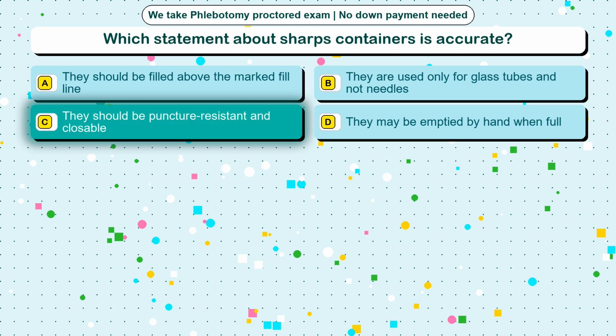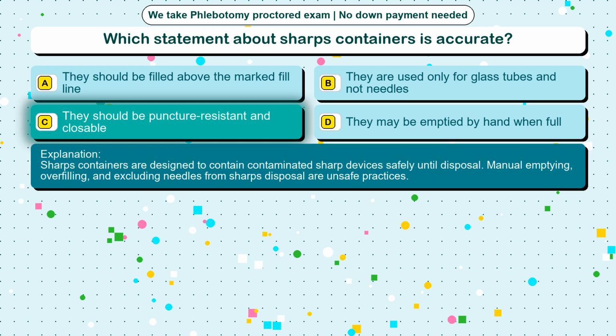The correct answer is option C. They should be puncture resistant and closable. Sharps containers are designed to contain contaminated Sharp devices safely until disposal. Manual emptying, overfilling, and excluding needles from Sharps disposal are unsafe practices.